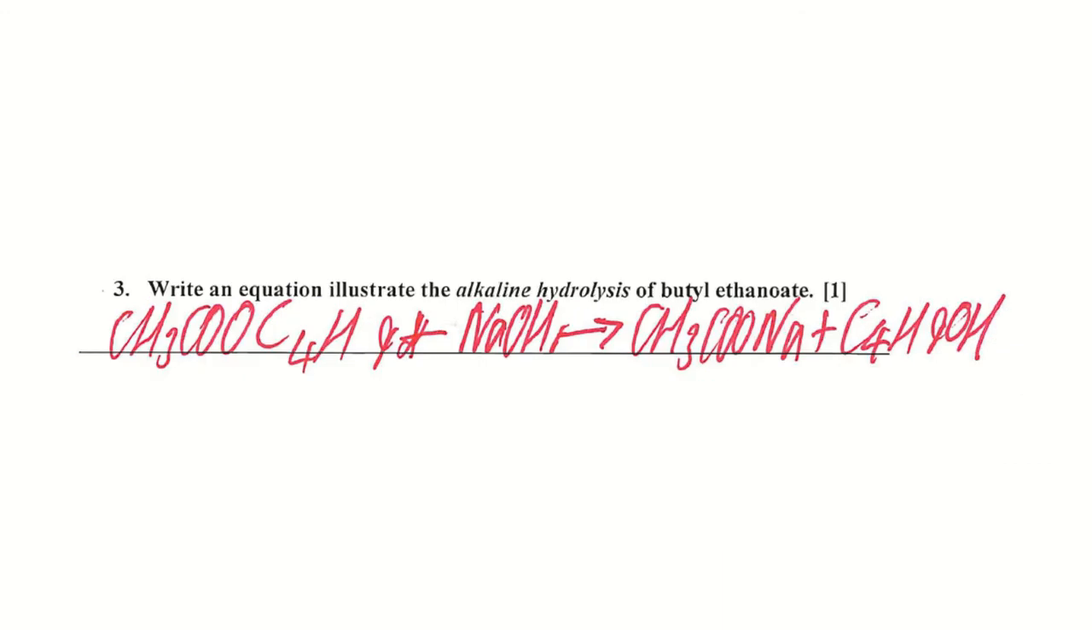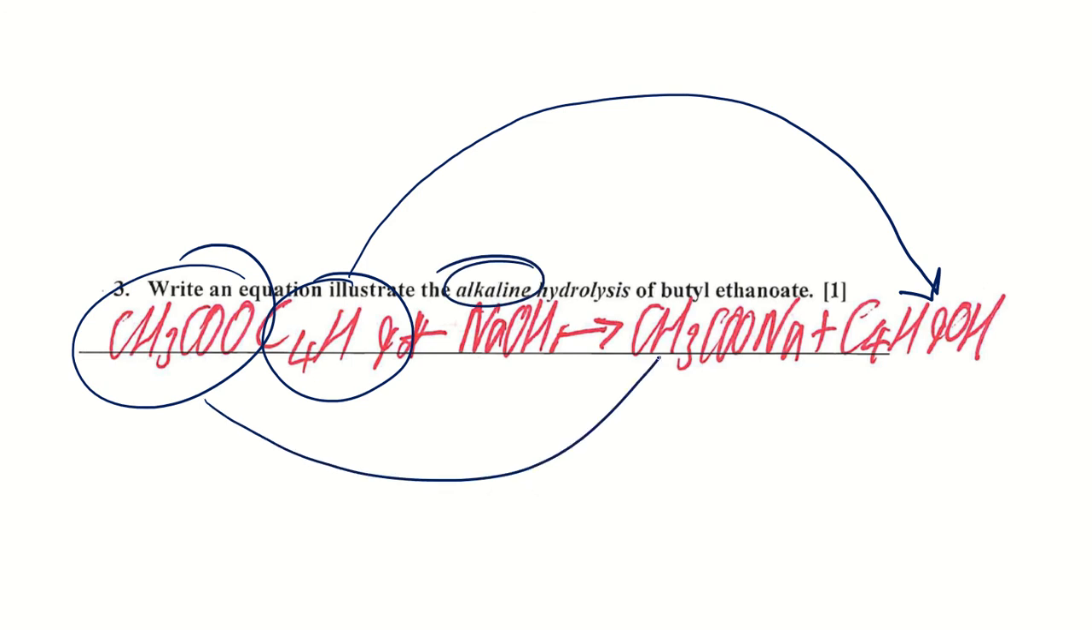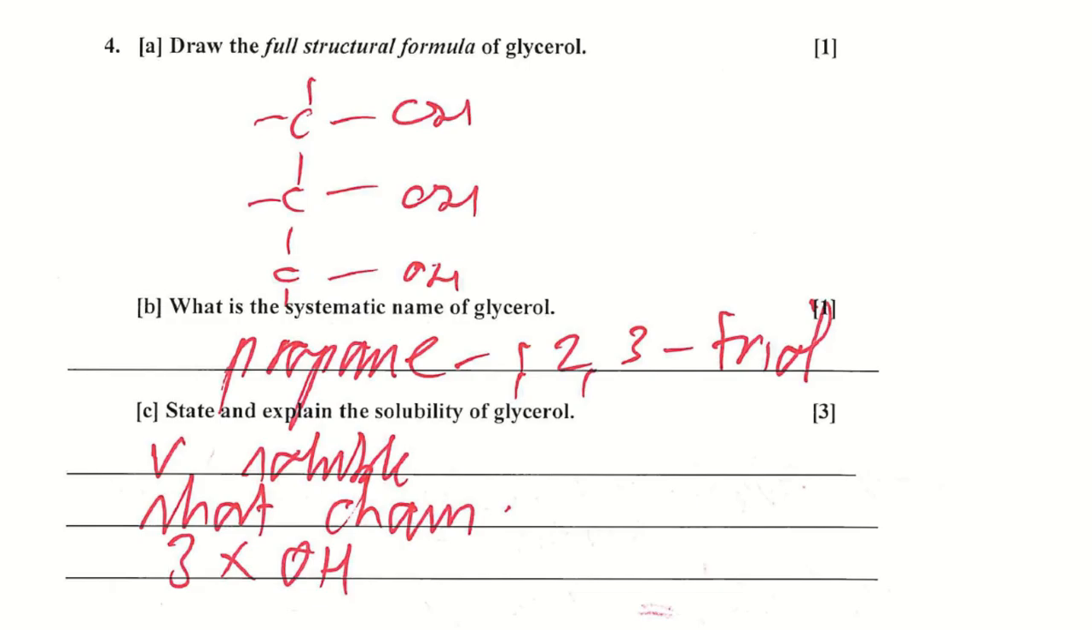This time we had to write an equation for alkaline hydrolysis of butyl ethanoate. So butyl ethanoate has got a C4H9 group here, which will then, under alkaline hydrolysis, give us the original alcohol, which is butanol. The ethanoate part is here. Under alkaline hydrolysis, that gives us, remember, the salt of the carboxylic acid. So we get the sodium salt here. A lot of us had the actual carboxylic acid itself, but that's not what happens.